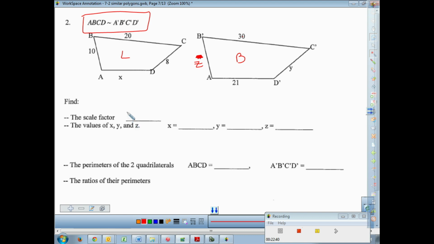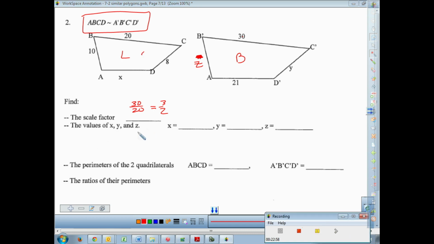We got the 30 and the 20, so that'd be 20 over 30 or 30 over 20? We're going to do big over little every time. Could you do it the other way around? Of course you could. I just want us all to do it the same way. Does that make sense? So can 30 over 20 reduce to what? 3 over 2.